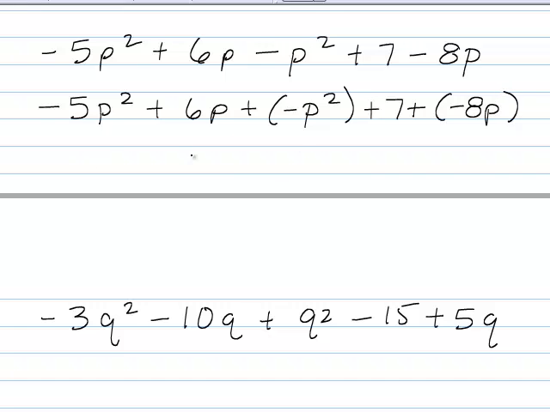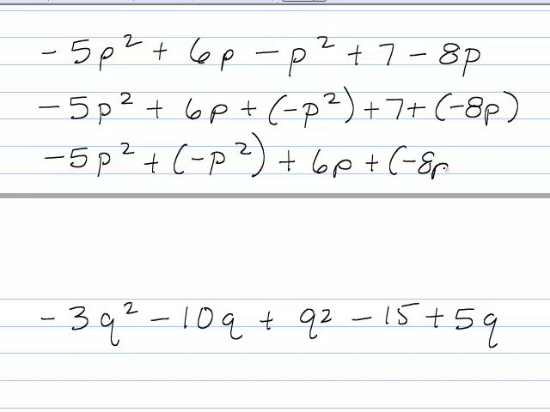Now we can rearrange to put the like terms next to each other to help us out here. So this is negative 5p squared, and then to that I'm going to add a negative p squared, because p squared and p squared are the same, and we'll combine those two, and then plus 6p plus a negative 8p, and then the 7, it doesn't have any other constants with which to add together there.